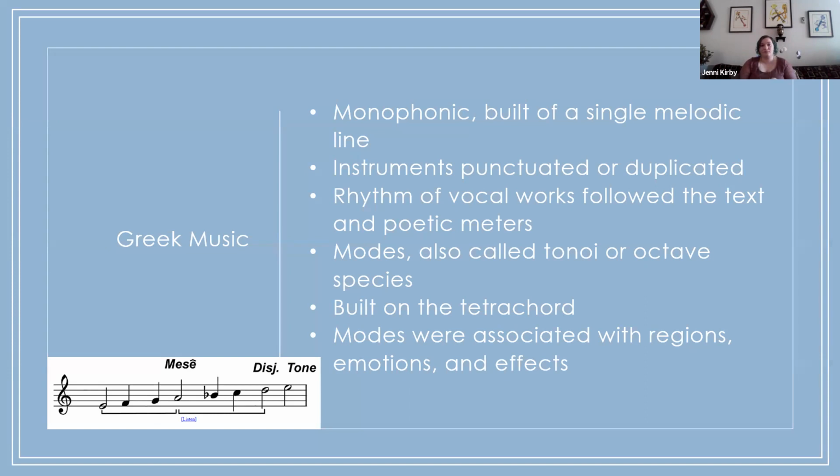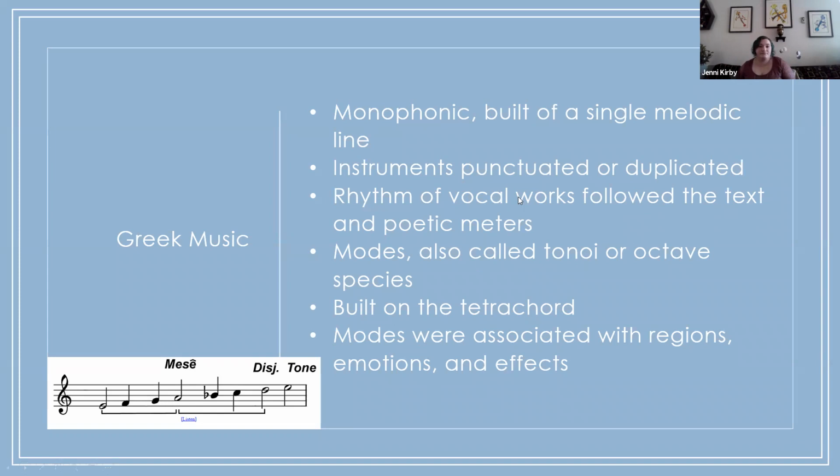Greek music was organized by modes. They were also called tonoi or octave species, and they were built on a tetrachord. A tetrachord is the interval of a fourth filled with four notes. Over there on the left-hand side of the screen, I've got an example of what our modern scale looks like, and you can see the division of the tetrachords into fourths. We've got the first tetrachord, then the other tetrachord, and then the one note at the top to make it that nice octave scale that we have today. The modes were associated with regions, and they were also associated with different emotions.